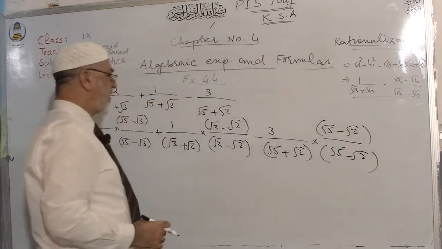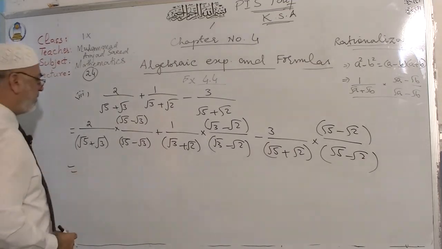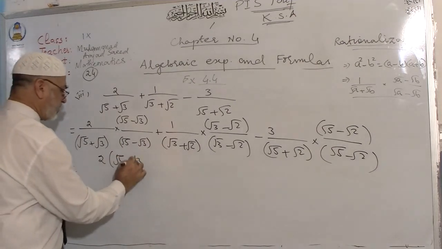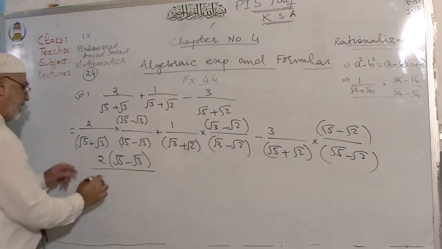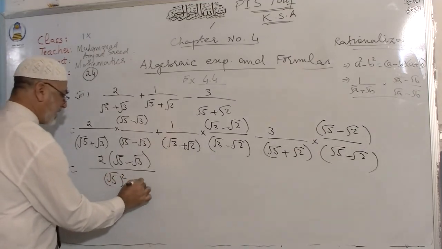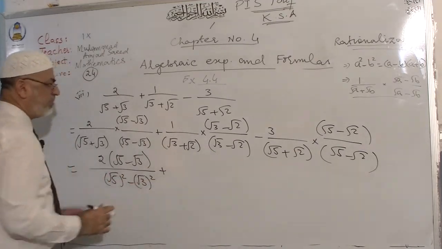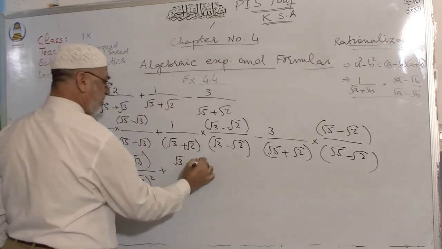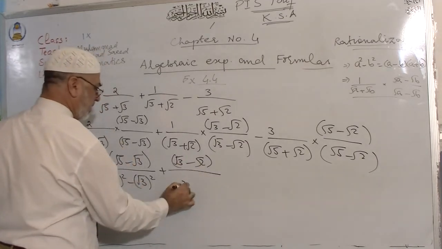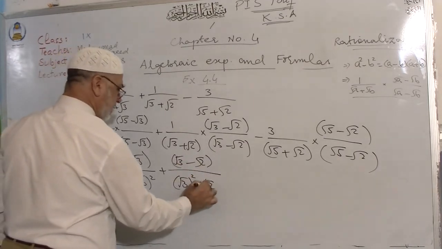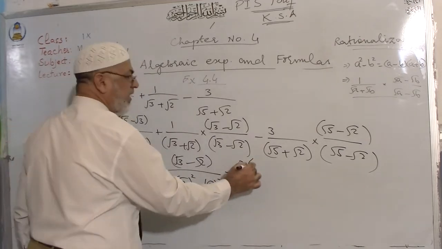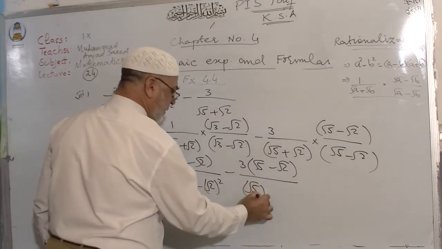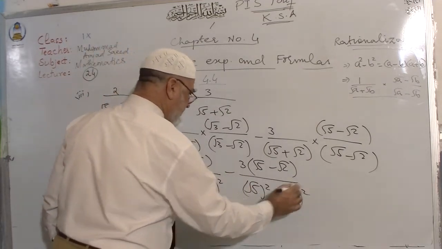In this way, now you can have 2 into root 5 minus root 3 divided by first square minus second square. I just told you that in the denominator in all cases you have to apply the same formula number 1. Root 3 minus root 2 over first square minus second square. Minus 3 into root 5 minus root 2. Here is first square minus second square.